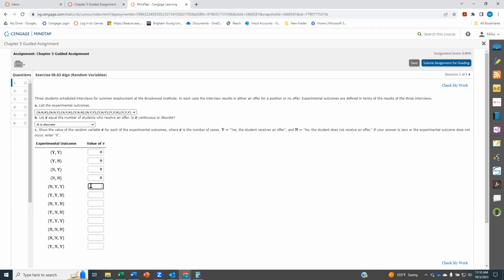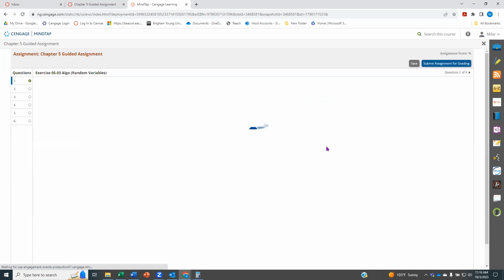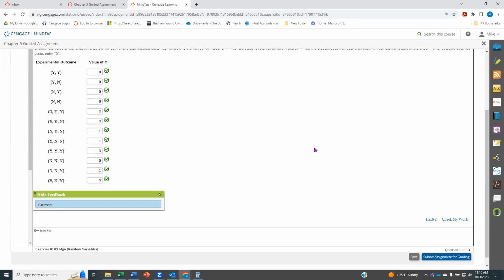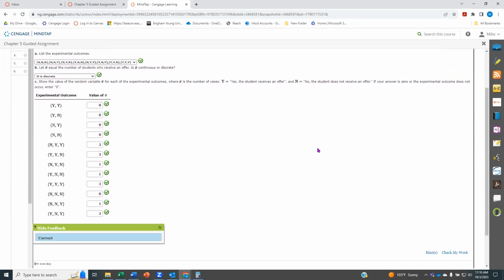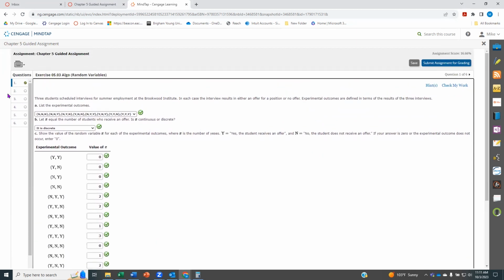So there's 2 yeses. So the value of X is 2. 2, 1, 1. And that's it. That should be right. Let's double check, make sure I didn't make any mistakes. I do that sometimes. But on this one, we got them right. So there's the first question. Let's move on to the next one.